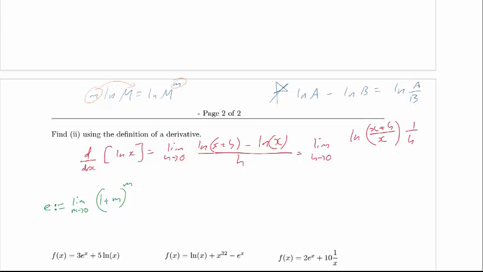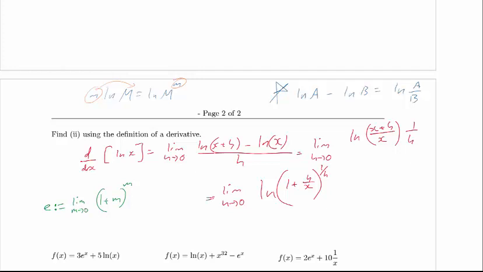All right, and that's what we're going to use right now. We're going to say the limit as h goes to 0 of the natural log of (x plus h) divided by x, raised to the 1 over h. And let's go ahead and distribute this x down here. So we have 1 plus h divided by x.